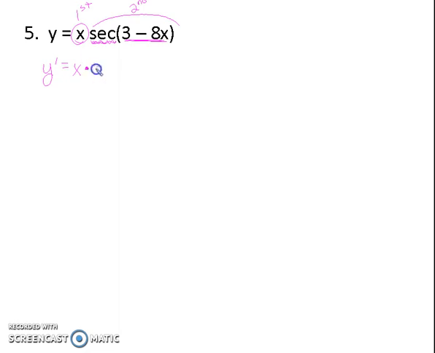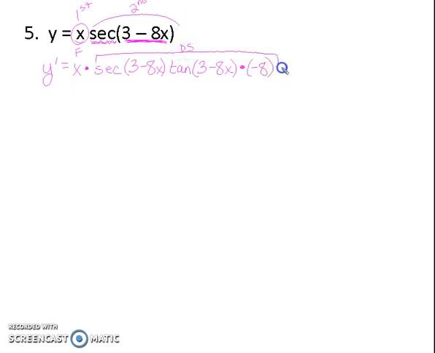The derivative of secant is secant tangent. So it's secant of whatever I had inside to begin with, tangent of whatever I had inside to begin with. Okay, so that's the derivative of secant, secant tangent. Then we have to multiply that by the derivative of the inside. So the derivative of 3 minus 8x would be negative 8. So all of this right here is the first function. All of this is the derivative of the second function.